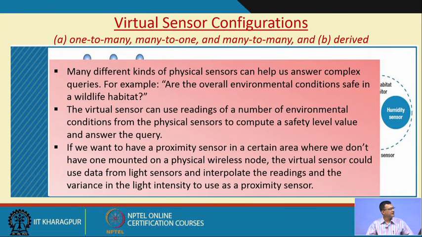There can be many different kinds of physical sensors that can help answer a complex question. For example, are overall environmental conditions safe in a wildlife habitat? This is a very complex question, right. There should be a definition of what is meant by the overall condition, what is meant by the safety of a wild habitat, and this needs to be known. So, a virtual sensor can use readings of a number of environmental conditions from physical sensors to compute safety level values and answer the query, right. There are quite a lot of pervasive applications which can use this type of scenario.